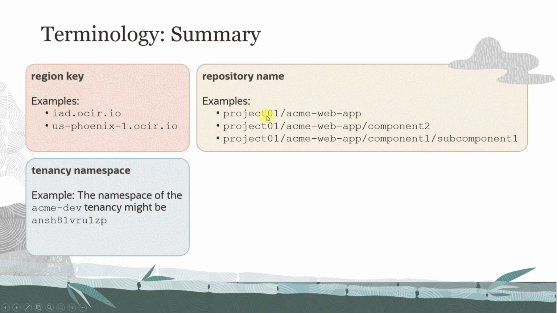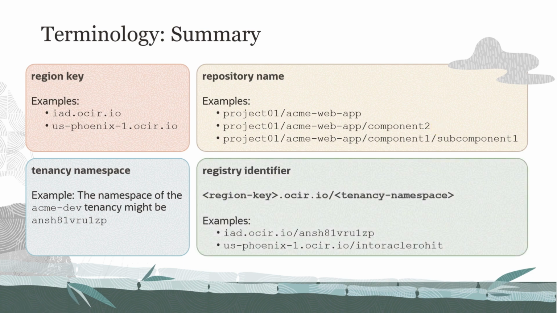As a convenience, you might choose to start the name of different repositories with the same string. As you can see in the example, we have started all the repos with the name project01, perhaps ending in a / such as project01/. Such string is sometimes called a repository name prefix. But a repository named project01/Acme web app may not have a relationship with the repository named project01/Acme web app/component2.